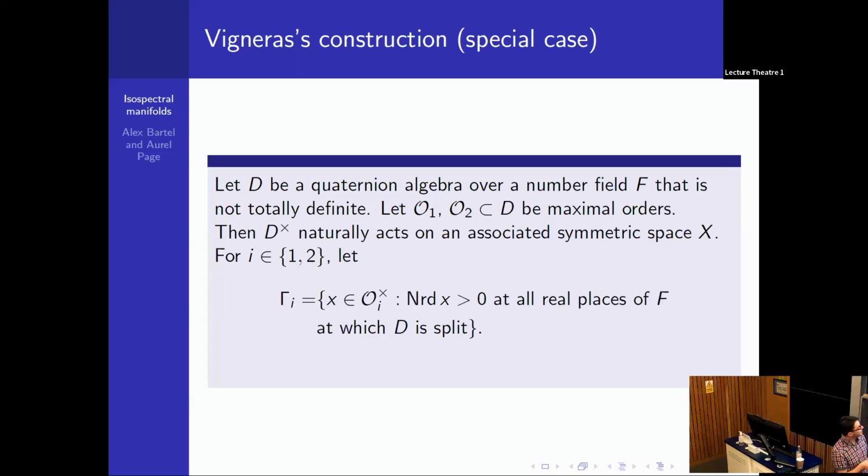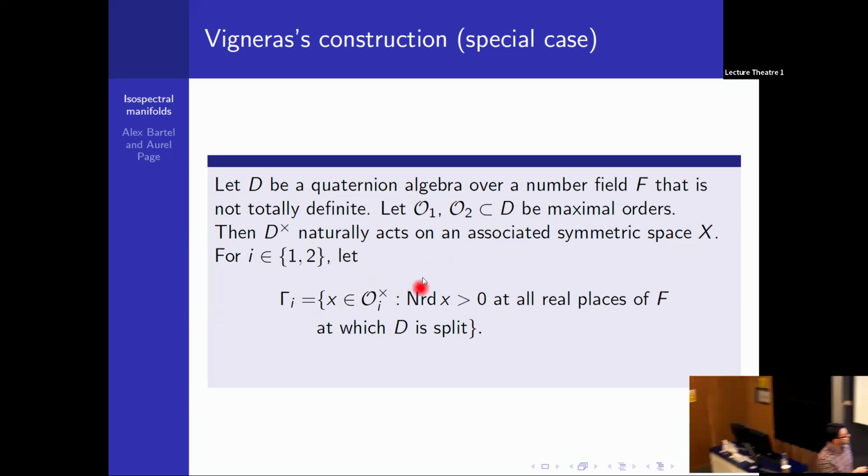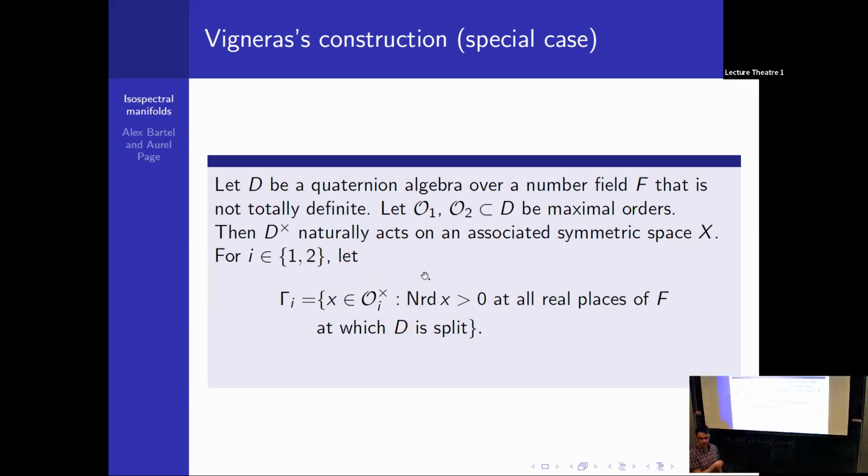Then the multiplicative group of the algebra, and therefore of these orders, naturally acts on an associated symmetric space. And we are going to take quotients, but we want those quotients to be oriented. So, to ensure that we get something oriented, take elements of positive reduced norm. Whatever, if you haven't done much with quaternion algebras, then just ignore this.